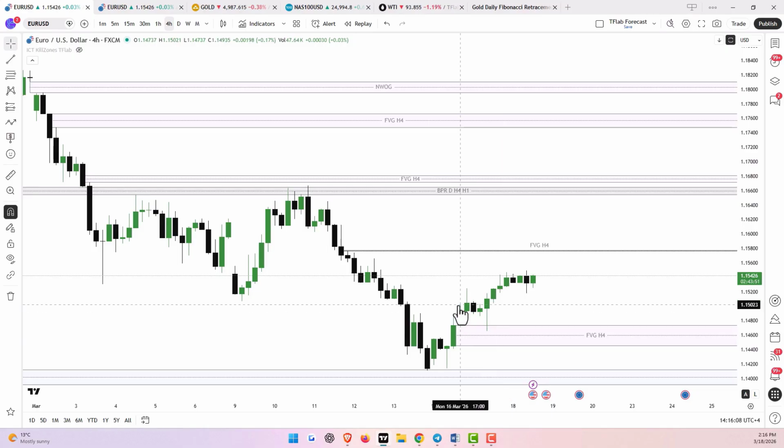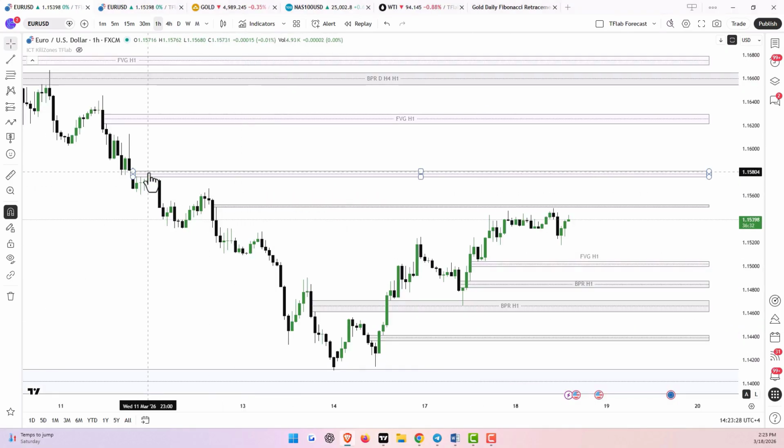This upward move was marked by strong positive candles. Following the dollar's weakness over the past 2 days, the pair's price collected internal liquidity like this 4-hour FVG and continued its upward trajectory. We are now looking at the 1-hour time frame.